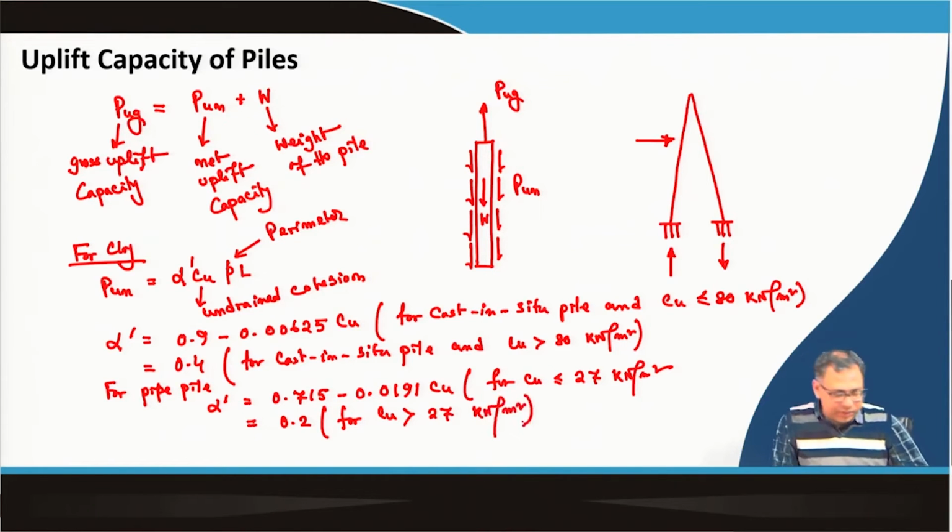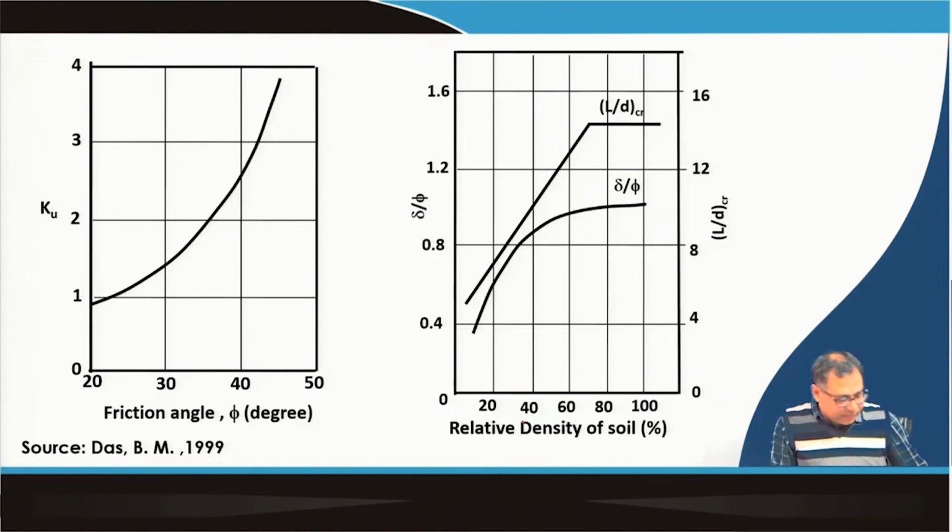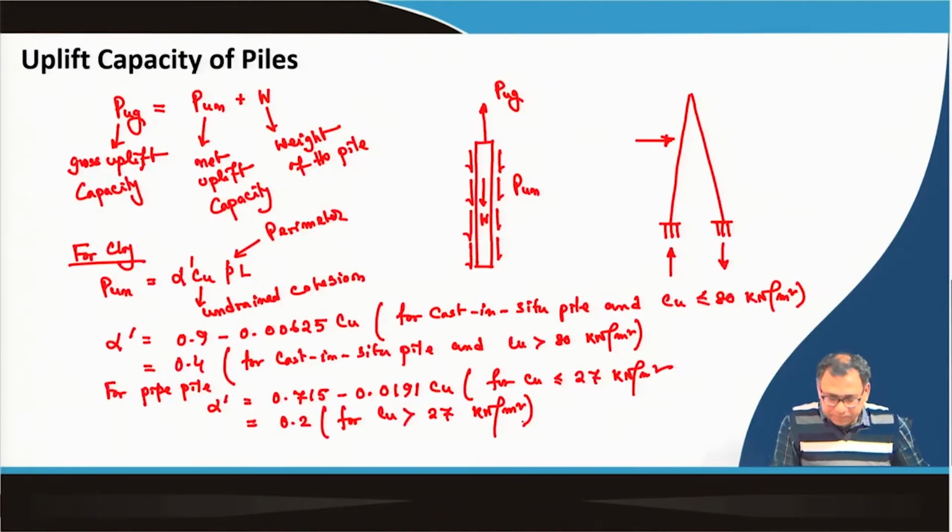So, this way we will get the adhesion factor, and if you know the undrained cohesion, the length and perimeter, we can get the PNU, and at the same time we can calculate the weight of the pile and you will get the gross uplift capacity of the pile. Now, this is for the cohesive soil.